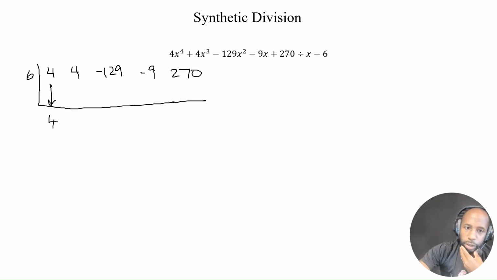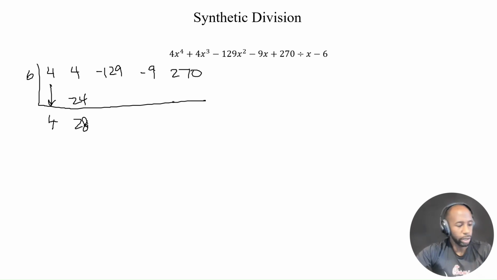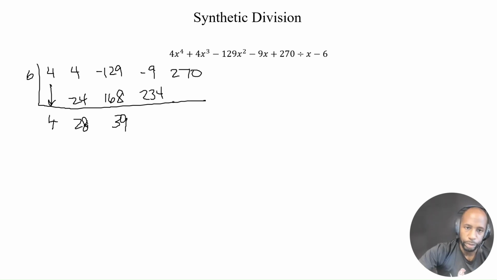Bring the first 4 down. 6 times 4 is 24. 4 plus 24 is 28. Sorry about that. All right, we're going to use a calculator here. 6 times 28 is 168. Then negative 129 plus 168 is 39. 39 times 6 is 234. And then 234 minus 9 is going to be, what's that, 225?